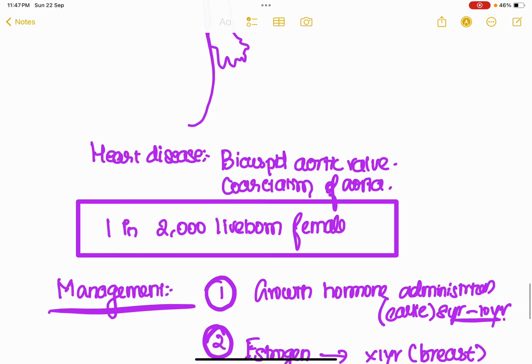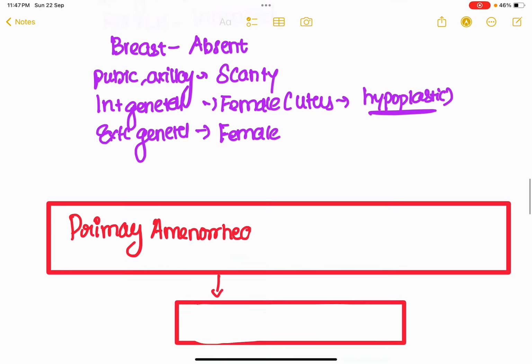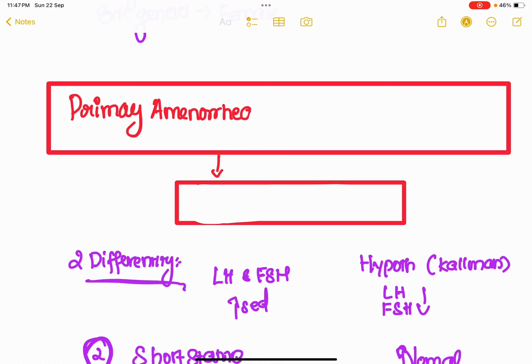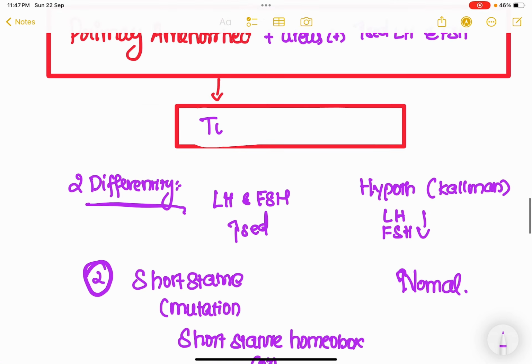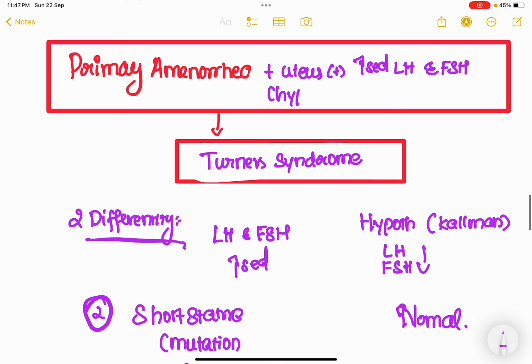Am I clear? Yes. So this is all about Turner syndrome, right? The feature is that any patient with complaints of primary amenorrhea with the uterus present, irrespective of whether it is hypoplastic or fully developed, and increased LH and FSH, is a case of Turner syndrome. So the uterus is going to be hypoplastic. Patient with primary amenorrhea, increased LH and FSH: Turner syndrome.